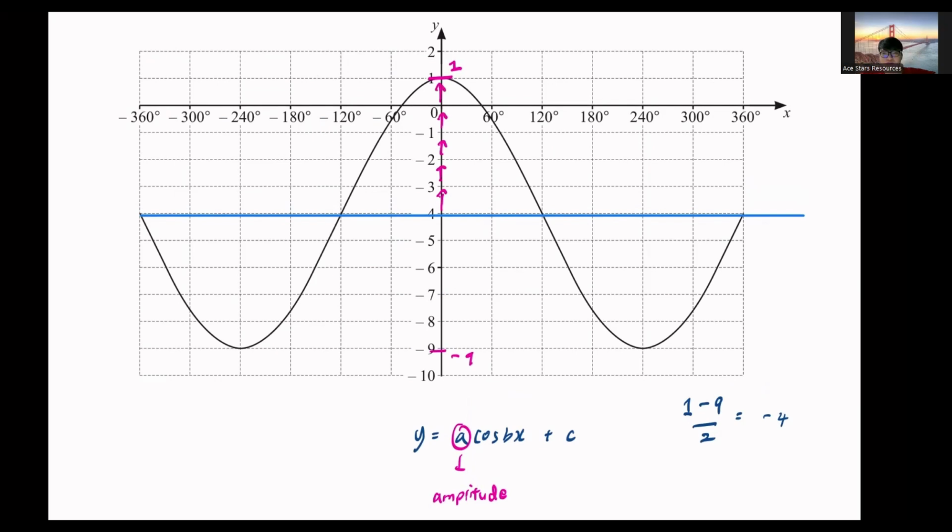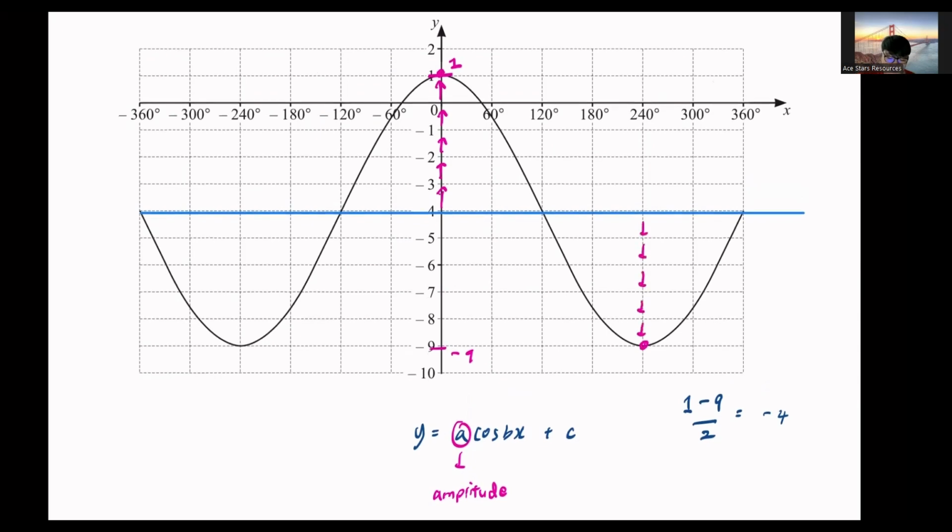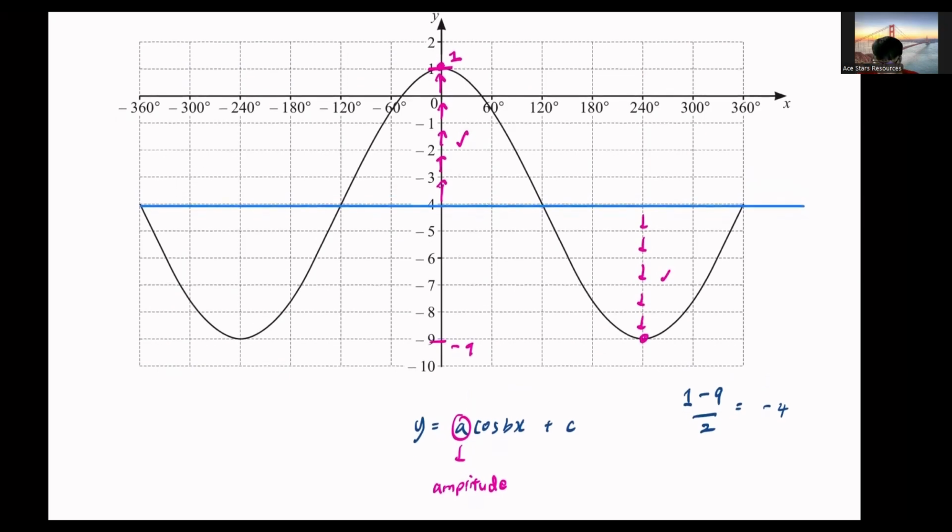Okay, so make sure the distance from the equilibrium line, you check that's the peak, and then there's the trough. So 1, 2, 3, 4, 5. So make sure they are equal. The one that's going to the highest point and the lowest point, if they are equal, then that is your amplitude. So your A is equal to 5, right?